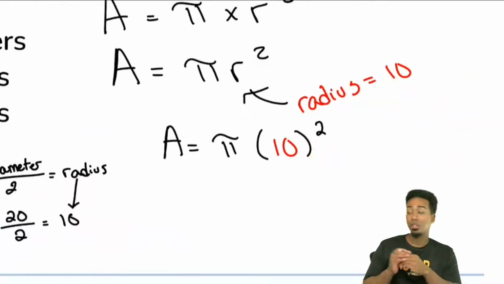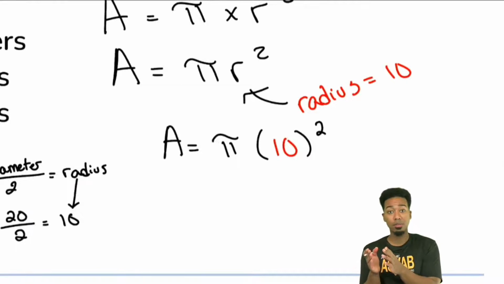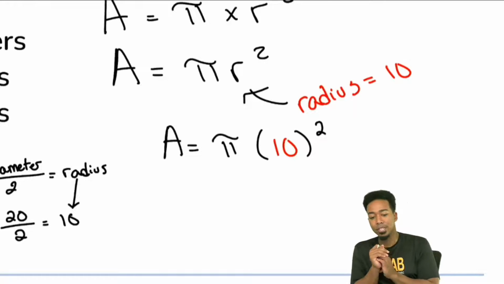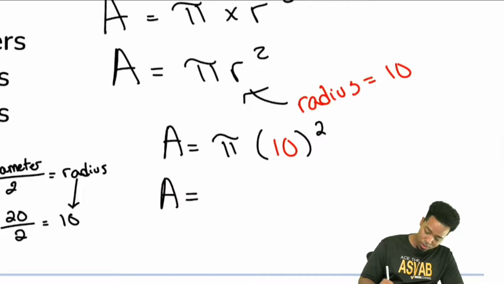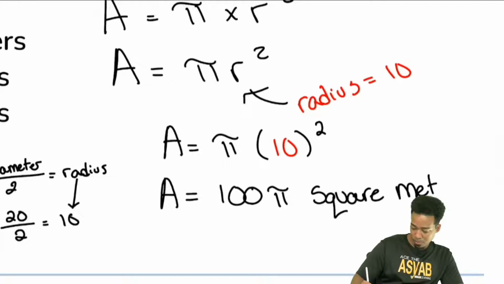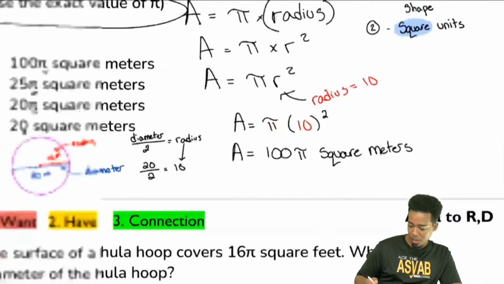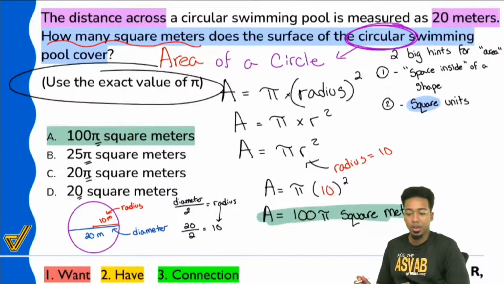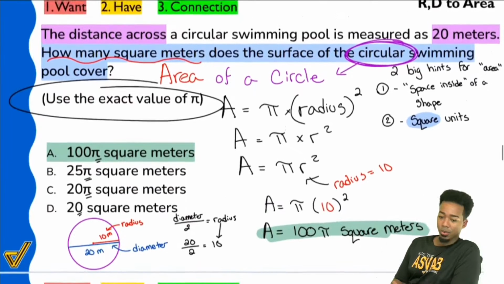But now that we're here, it looks like all we have to do is figure out what 10 squared is. Everyone remember, squared just means multiply that number by itself 2 times. 10 times 10. 10 times 10 is what? 100. And so the answer, the area, is 100 pi square meters. And there is our answer, 100 pi square meters.